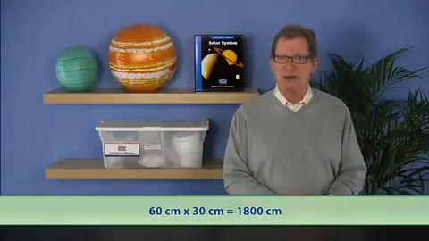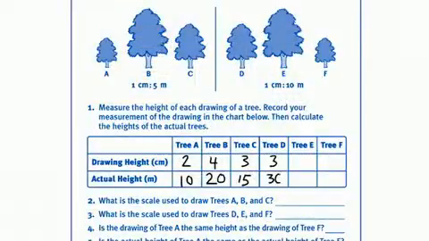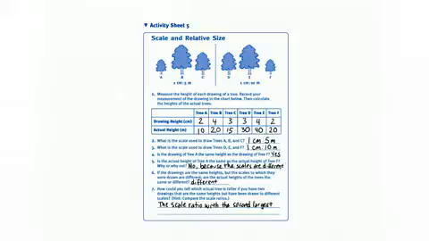Ask students, how tall is the actual tree that this drawing represents? Students should calculate that the actual tree is 1,800 centimeters, or 18 meters tall, by multiplying 60 centimeters by 30. Next, distribute Activity Sheet 5 and instruct students to measure the drawings of trees, and use the scale in Question 1 to determine the heights of the actual trees. Have students record their answers and complete the activity sheet.